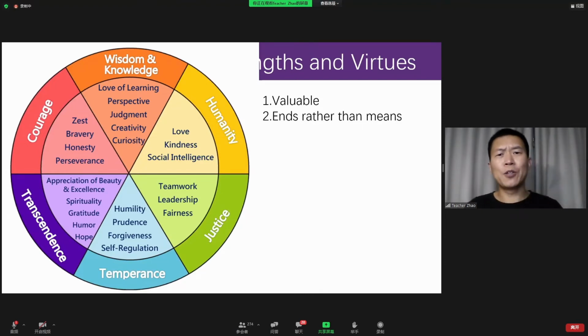why do we, for example, if we look at humanity, why do we love other people? It's not because if we love other people, then other people will give us benefits. Why are we kind? It's because kind is good, love is good, social intelligence is good. So they are valuable. So we pursue them so that this is the meaning of our life. So these two are the biggest difference between character strength and other strengths.